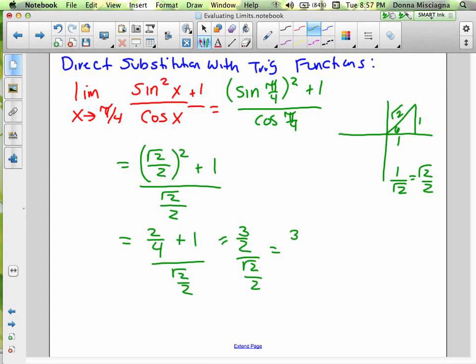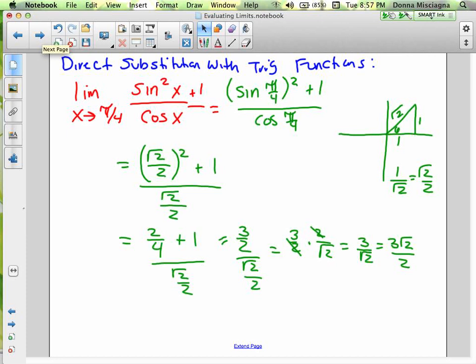This is 3 halves times 2 divided by the square root of 2. So those 2's will cancel. Final answer, 3 square roots of 2, or we could think of this as 3 square roots of 2 divided by 2. It's an easy enough one to rationalize. We should probably just rationalize it. All right, so we had a few steps here, but they were pretty easy steps. Okay, so direct substitution works very nicely with our trig functions.